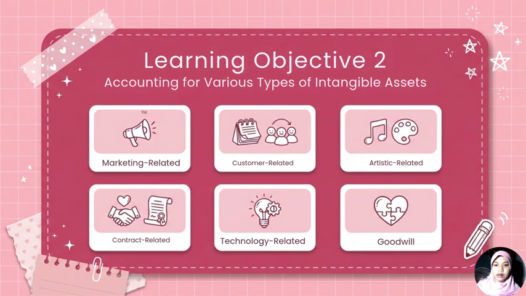The first one is marketing-related, then customer-related, artistic-related, contract-related, technology-related, and the last one is goodwill. Each type has different examples and different accounting treatment, such as capitalization and amortization. And now we're going to discuss it one by one in the next slide.